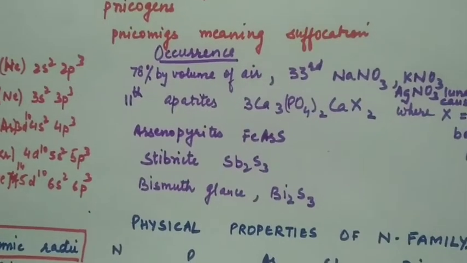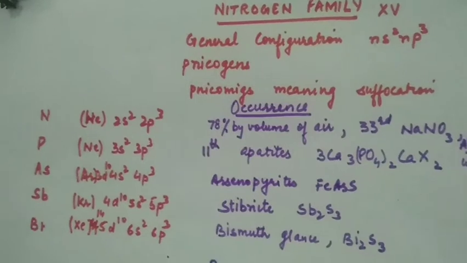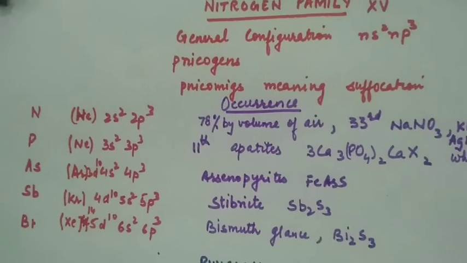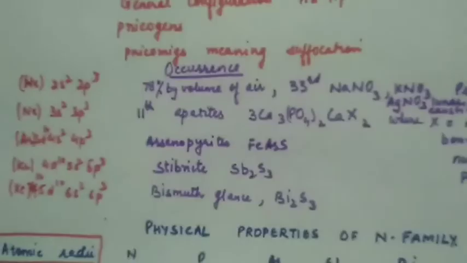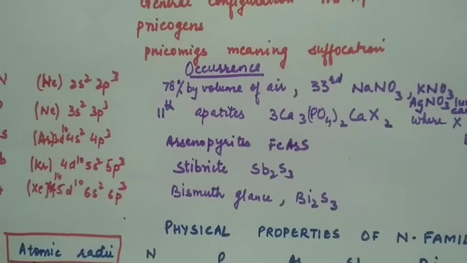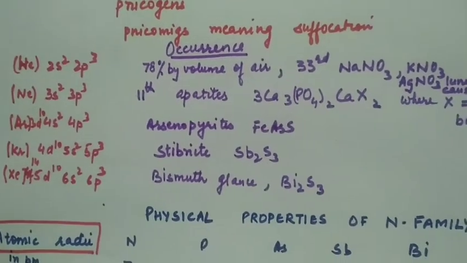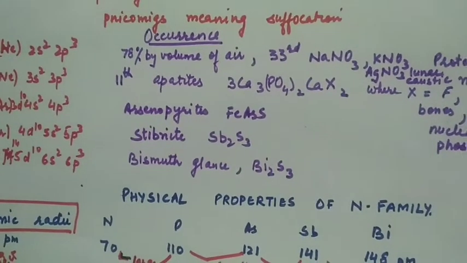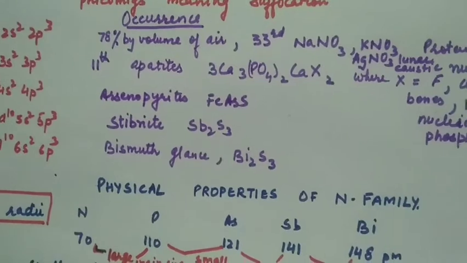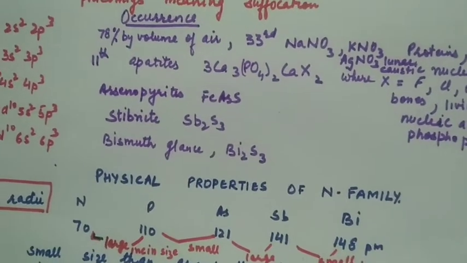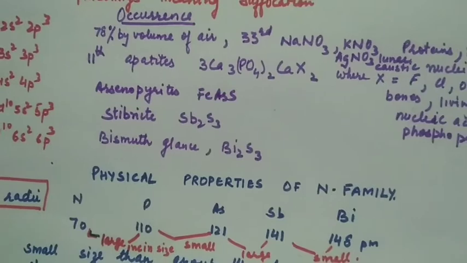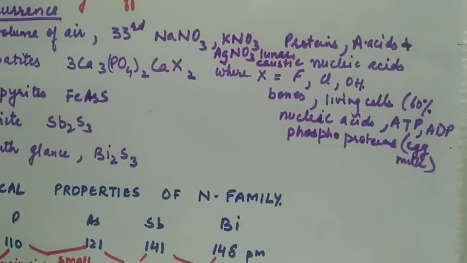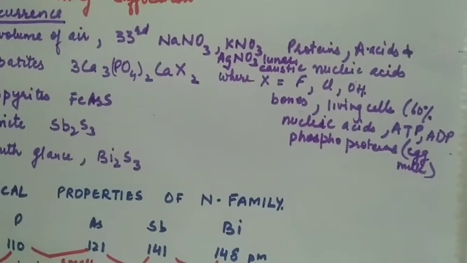Occurrence of these elements. Nitrogen, although it forms 78% by volume of air, still its abundance is low. It is the 33rd ranked element in Earth. The ores of nitrogen are sodium nitrate, called chili saltpeter, potassium nitrate, Indian saltpeter, and silver nitrate, also known as lunar caustic. In biology, it also forms a part of proteins, amino acids and nucleic acids.